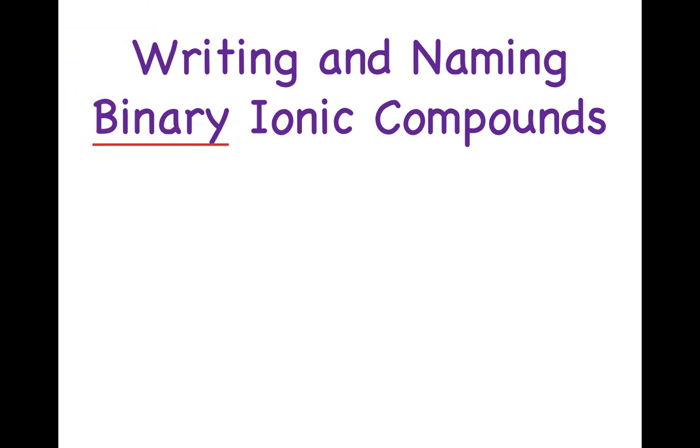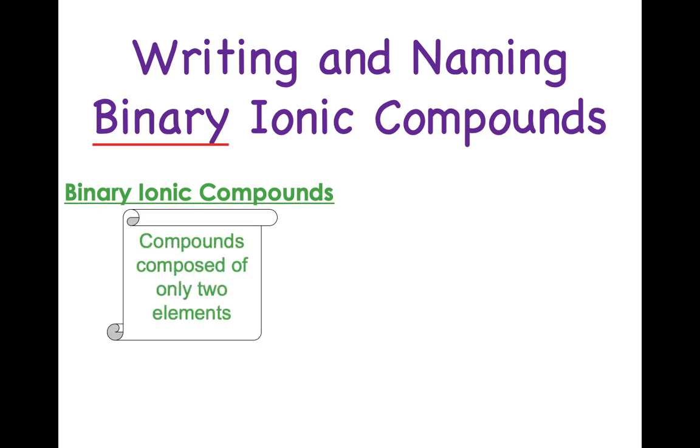So what does that word binary mean? The only compounds we're going to learn how to do today are those composed of only two elements, which means you're going to have one cation and one anion. Remember, ionic compounds are made up of metals and nonmetals. You have the cation, which is the metal, a positive ion, always written first. And then you have the anion, which is the nonmetal, the negative ion, always written second. Overall, please keep in mind that we need to create a formula unit that is neutral.